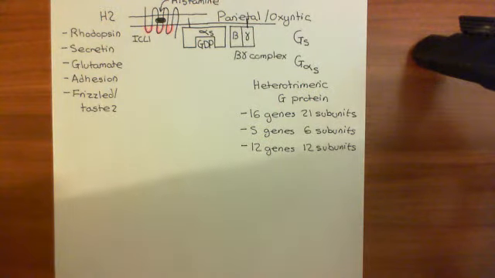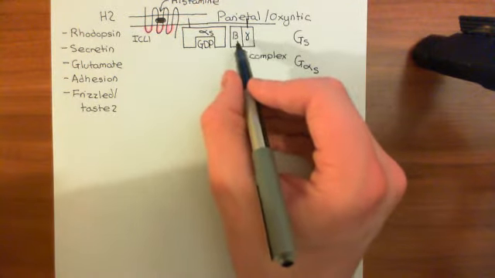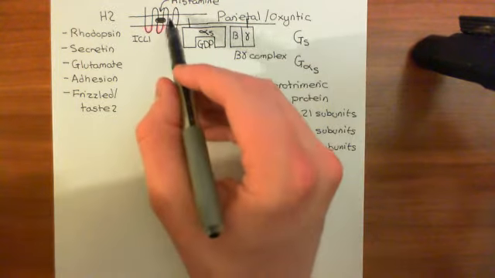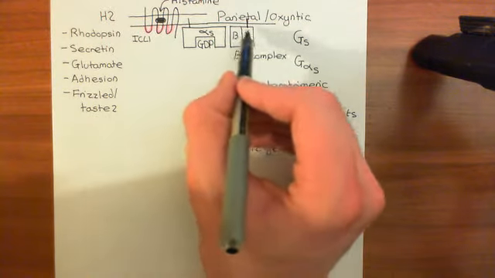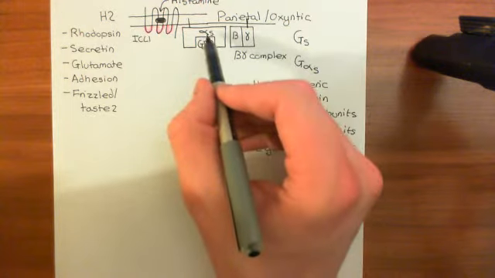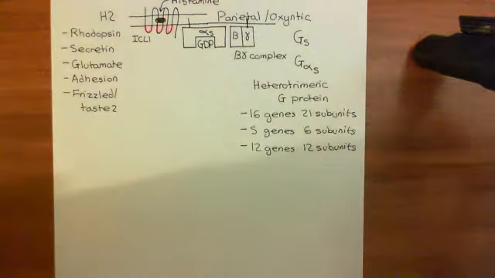Okay, so we don't know, neither do we care, what the beta and the gamma subunit are. This doesn't tell us that. Okay, so what is known is that the H2 receptor will interact with a heterotrimeric G protein of this GS type, which means that the alpha subunit will be alpha S, but we don't know what the beta and the gamma subunit will be. Okay, right.